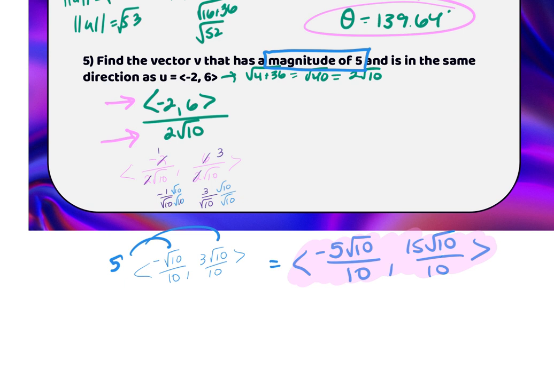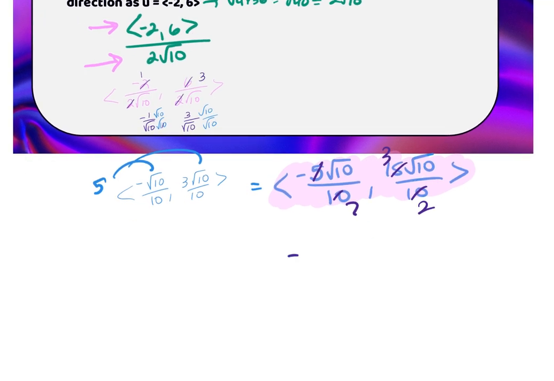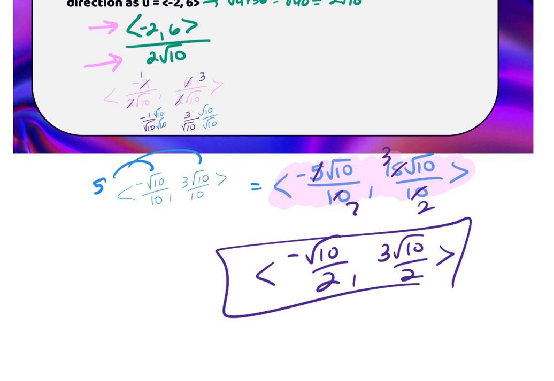To simplify that, yeah, sorry, I would keep going. Simplify it. This goes here, 3 and 2. So negative root 10 over 2, and then 3 root 10 over 2. Which I could have just simplified when I multiplied in, but yes, you want to simplify.